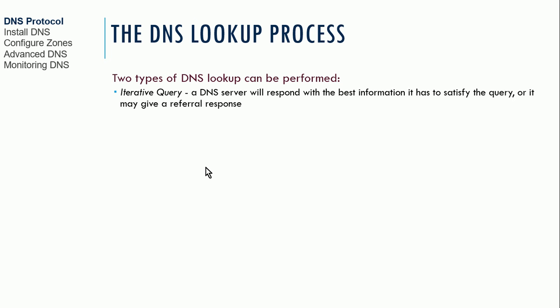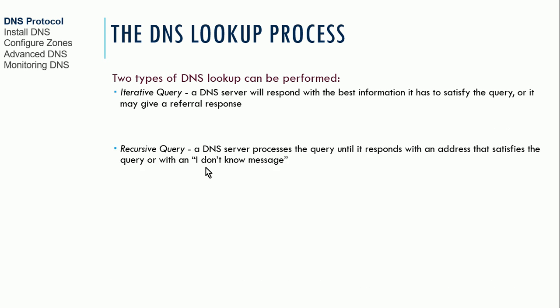So as far as how DNS works, there's a lookup process. There's basically two types of DNS lookups. There's an iterative query, which is where the DNS server will respond with the best information it has to satisfy the query, or it may give a referral response saying, I don't know the answer to your question, so go to this other server to find the information.